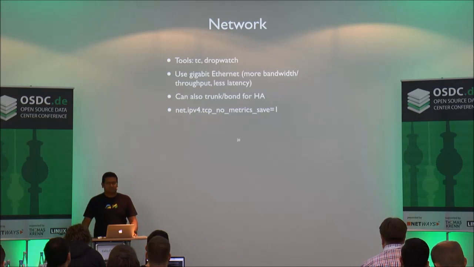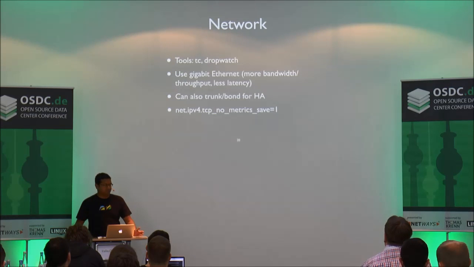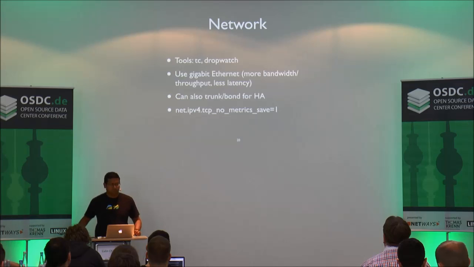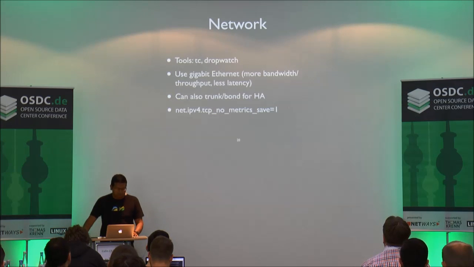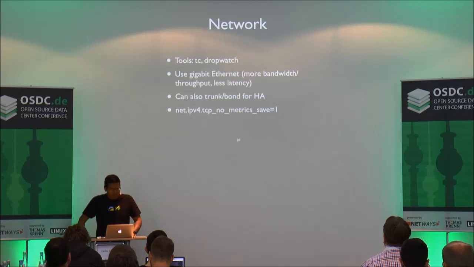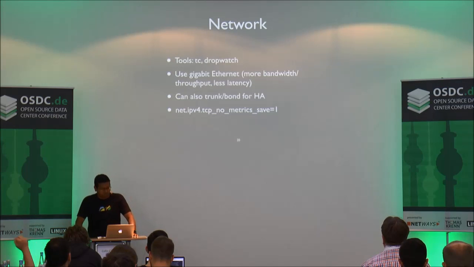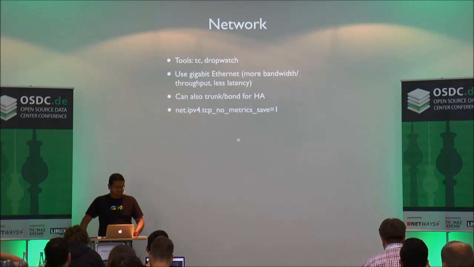When we're doing lots of testing, especially with Galera cluster or replication, we end up using a lot of tc, because you can show as well as change traffic control settings. This is a great tool from a benchmarking standpoint. You can also use dropwatch, which is a kernel dropped-packet monitor. If you can afford the best Ethernet, use the best, so you get more bandwidth. Trunking and bonding is also still something you can do for HA.